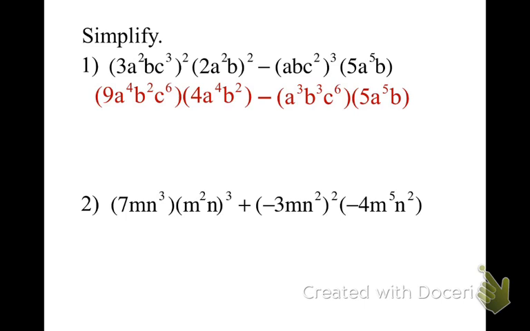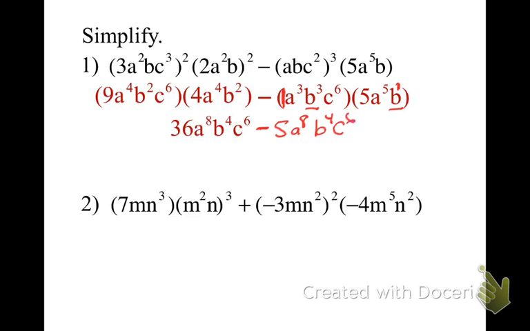Now we're going to use our rule of common bases. Since it's not a power to a power, we're going to add the exponents of the common bases. And our coefficients, we multiply. 9 times 4 is 36. A to the 8th, b to the 4th, c to the 6th. Minus, notice I have 1 a to the 3rd, and I've got 1 times 5 is, we're going to do minus, it's a 5. A to the 3rd times a to the 5th is a to the 8th. Okay, b to the 3rd and b to the 1st is b to the 4th. And then we have c to the 6th.